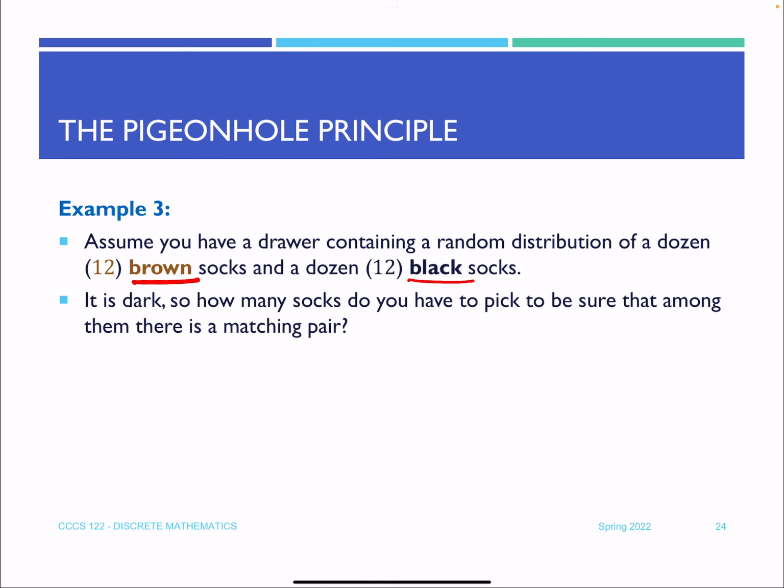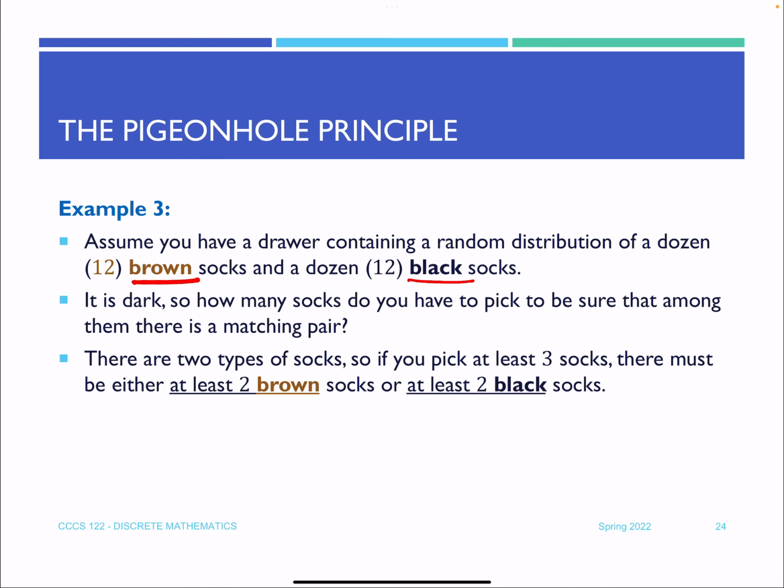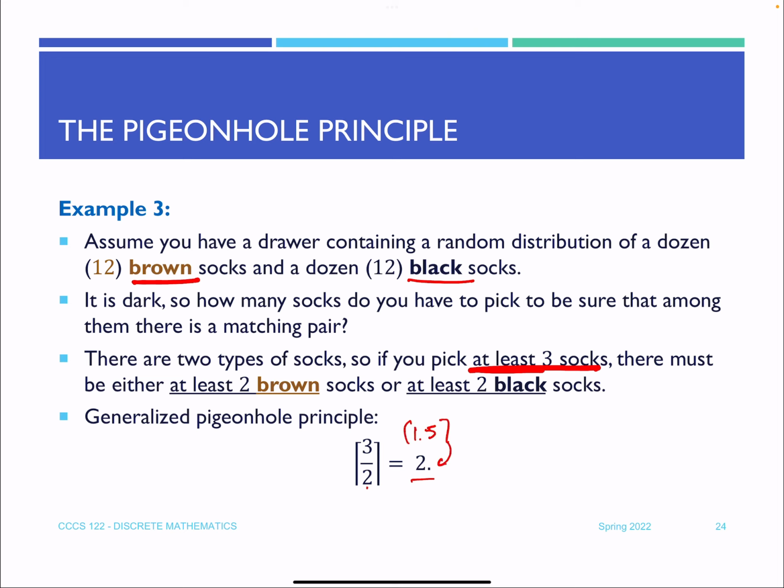The answer is you have to get at least 2 brown socks or at least 2 black socks. And you can do that in this case if you pick up at least 3 random socks. You have to pick up 3. Okay? And of help here is the generalized pigeonhole principle. Pick 3 and put them in 2 categories. So 3 divided by 2, ceiling function. The answer is 1.5 ceiling function, which is 2.